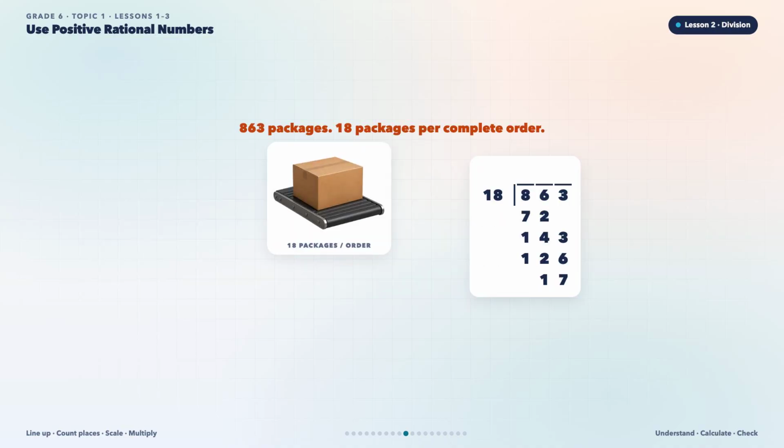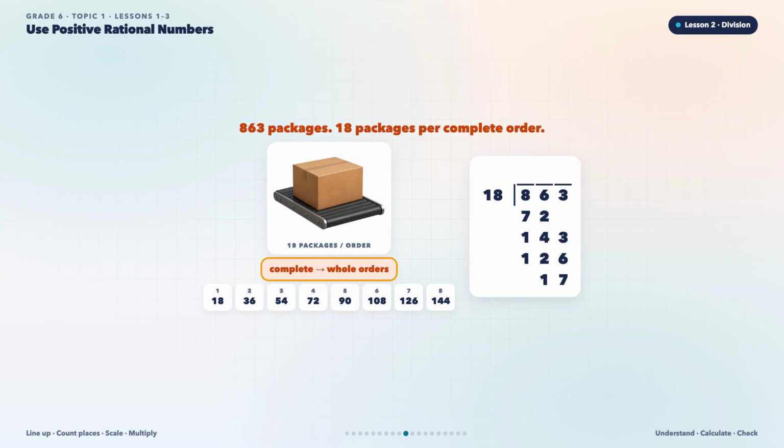A bakery makes 863 packages of tortillas. A complete order is 18 packages. How many restaurants can receive a complete order? Complete means we want whole orders, so a remainder stays left over. Watch the long division.